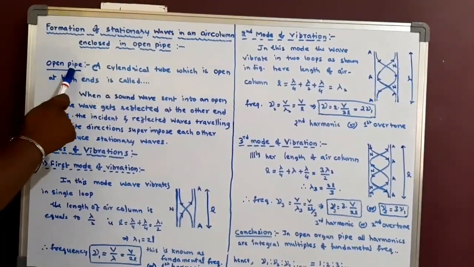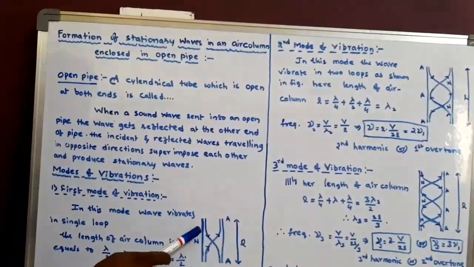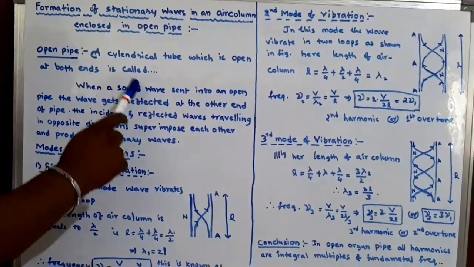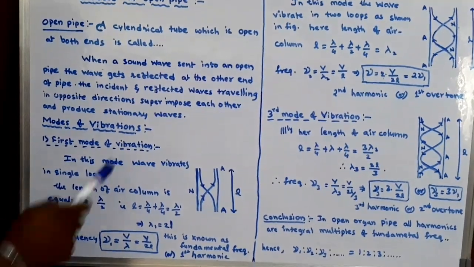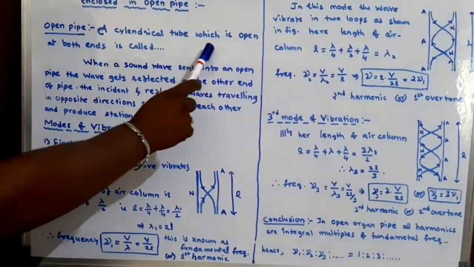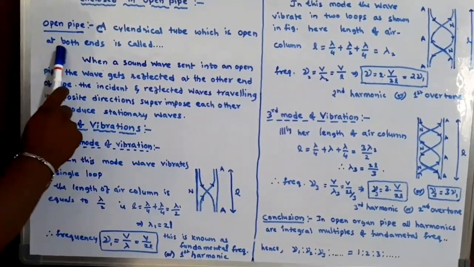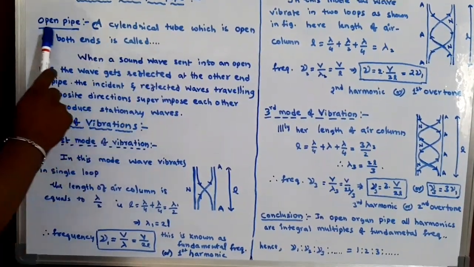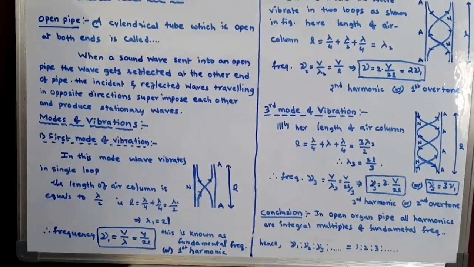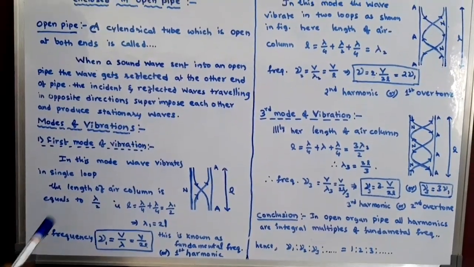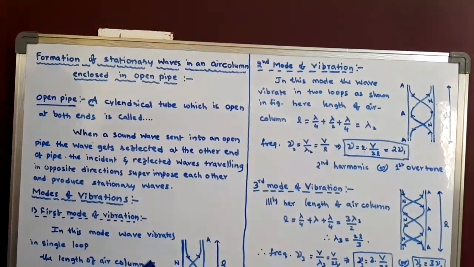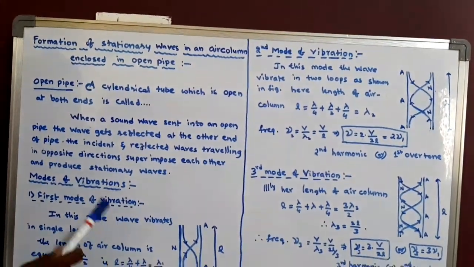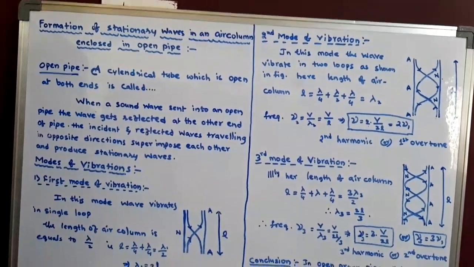See, what is an open pipe? It is an organ pipe which is open at both ends. Otherwise, I wrote here: a cylindrical tube which is open at both ends is called an open pipe. And let us see how the stationary waves are generated or formed in the open pipe.